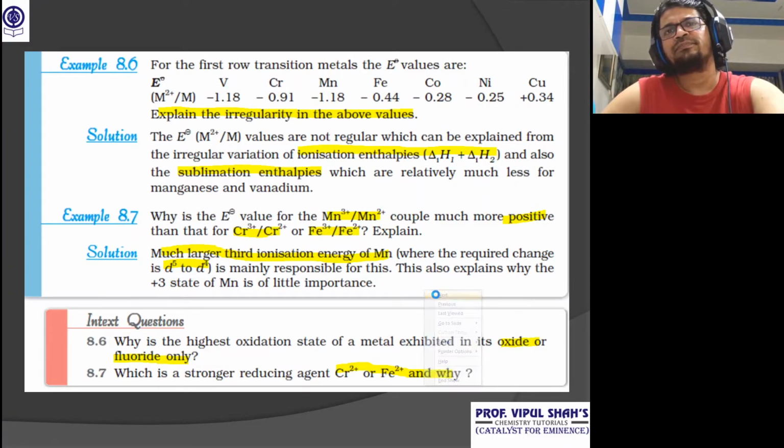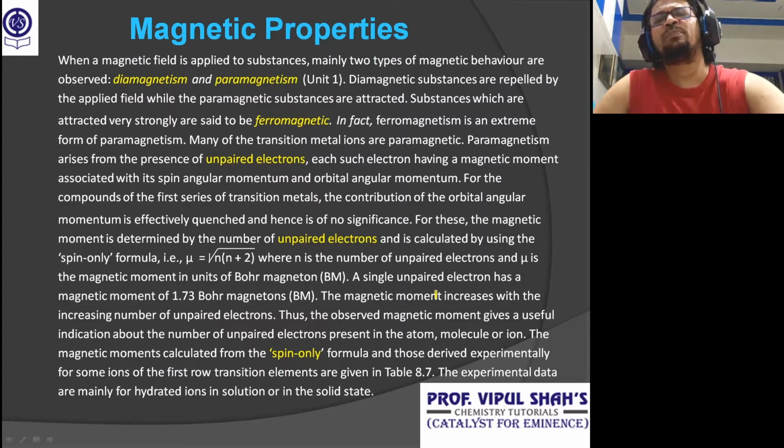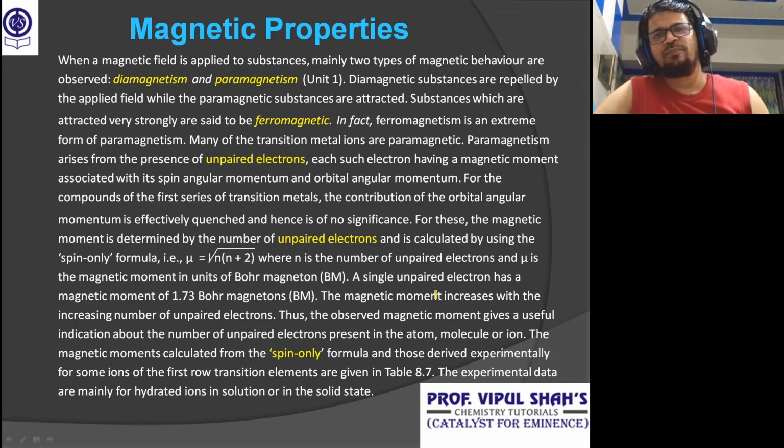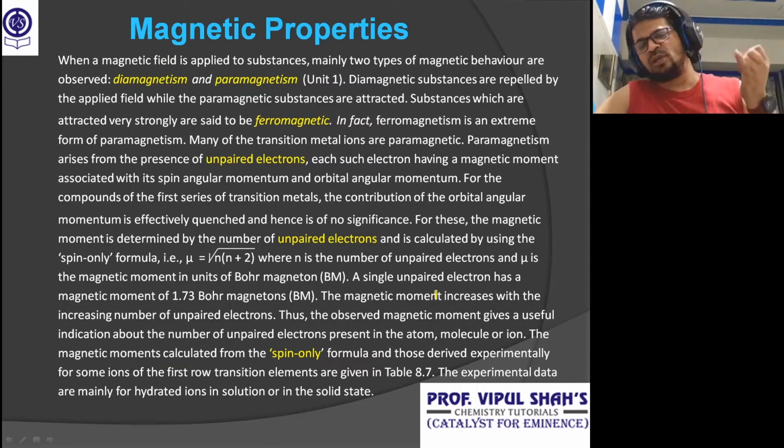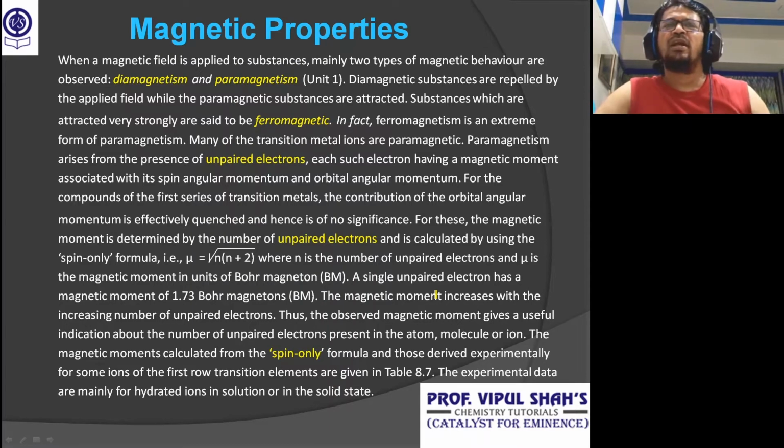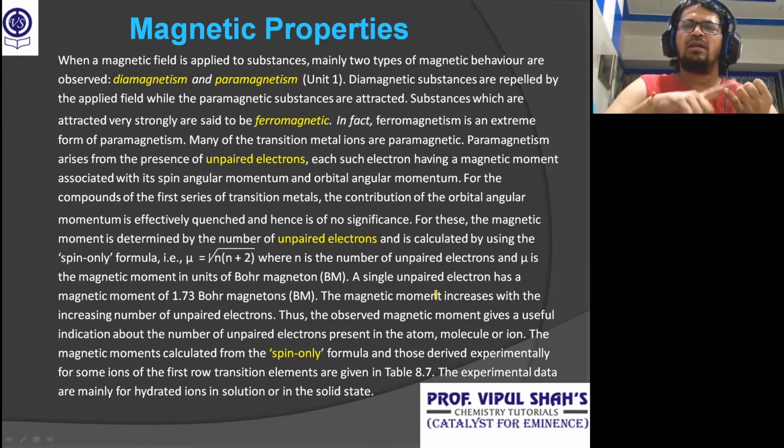Now coming to the next periodic property, people, magnetic properties. So we have spoken about atomic size, ionization enthalpy, and the electrode potential values. Now magnetic properties. It is the tendency of a species to be attracted in a weak magnetic field. We have three properties: diamagnetism, paramagnetism, and ferromagnetism.